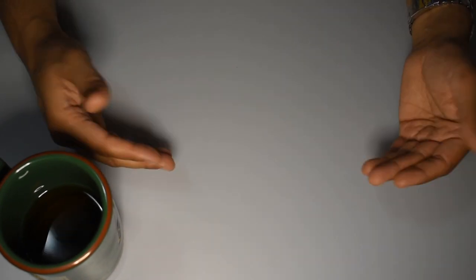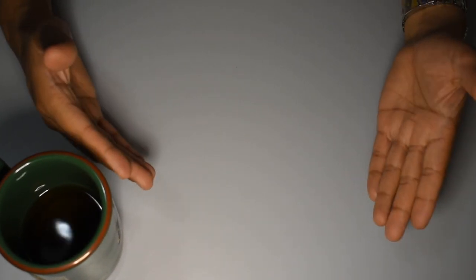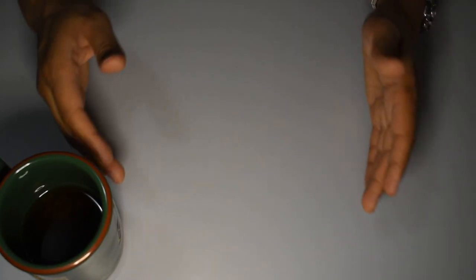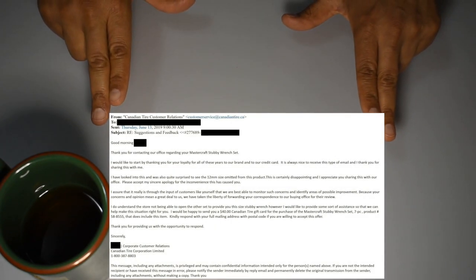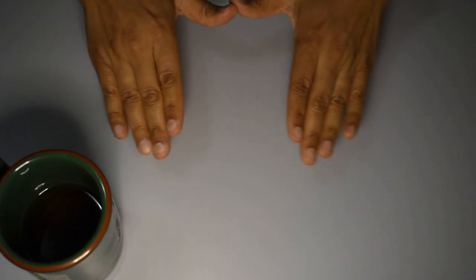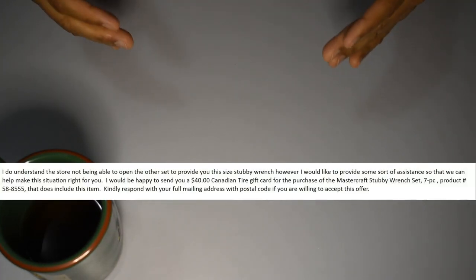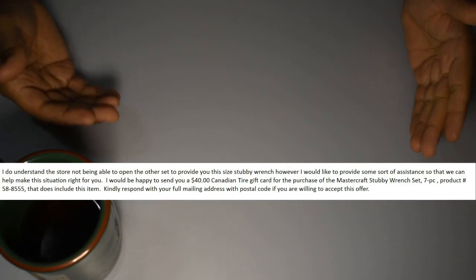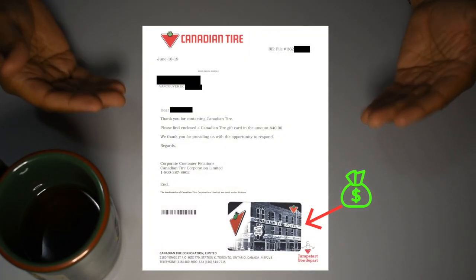Thinking they would likely give me the same response, I didn't expect too much. I was, however, quite amazed when they sent me the following email. As you can tell from the email, in consideration of my concern, Canadian Tire was willing to provide me with a $40 gift card to offset the cost of a new 7-piece set.